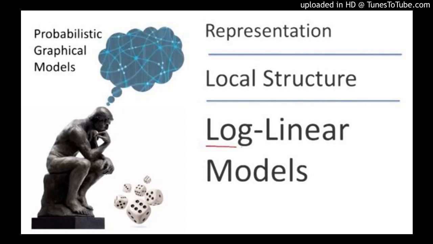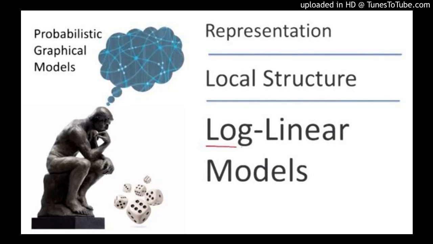Local structure that doesn't require full table representations is important in both directed and undirected models. How do we incorporate local structure into undirected models? The framework for that is called log linear models, for reasons that will be clear in just a moment.